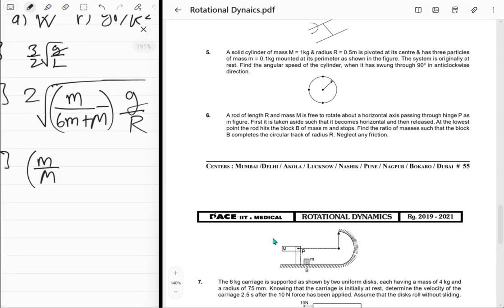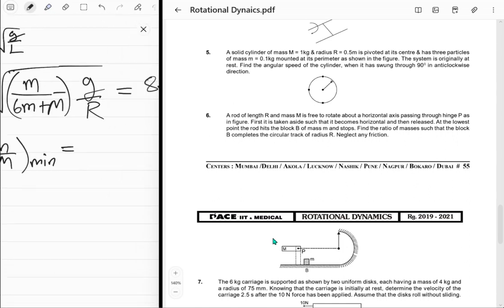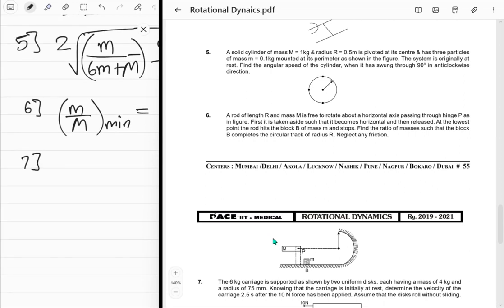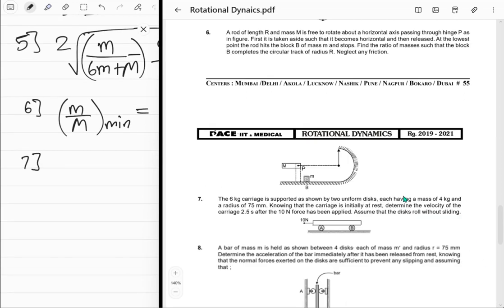Okay. Minimum is equal to 1 upon square root 15. Well, good thing it's subjective, or this would be impossible to answer.